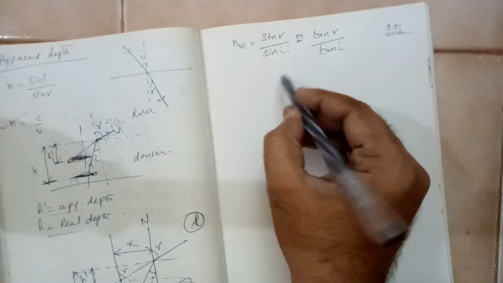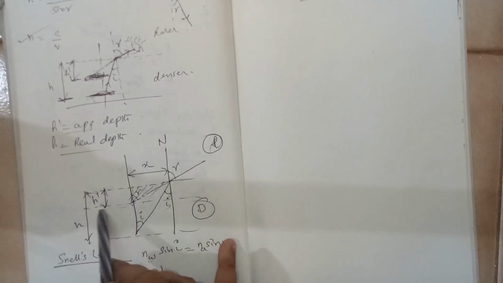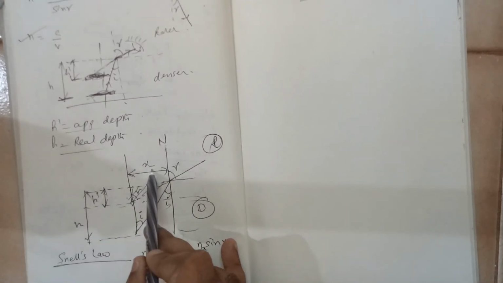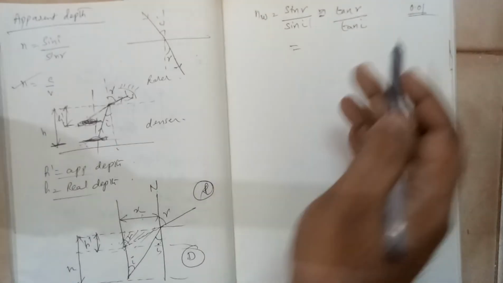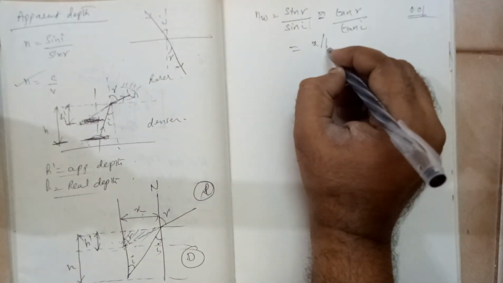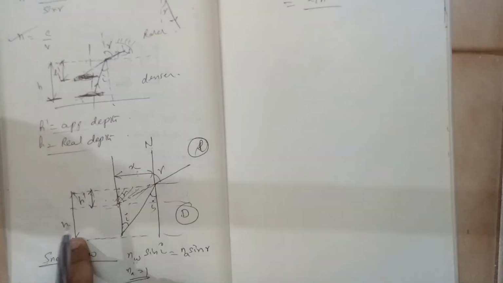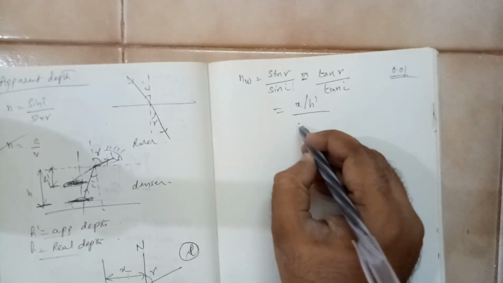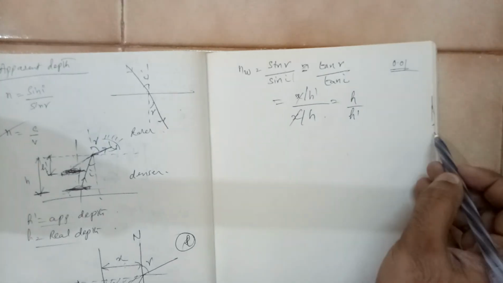So now we need to write the value of tan r. You can see this triangle. Tan r will be opposite by adjacent, so x divided by h dash, and tan I will be equal to x divided by h. So x cancels, and you are going to get h by h dash.